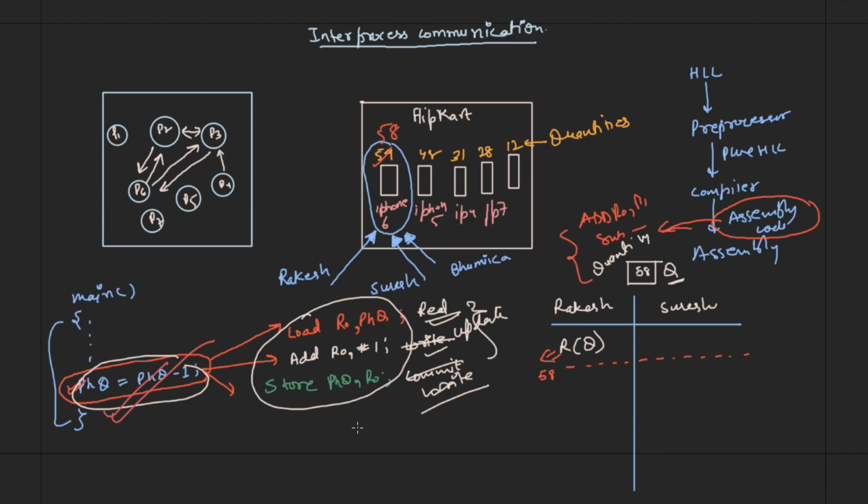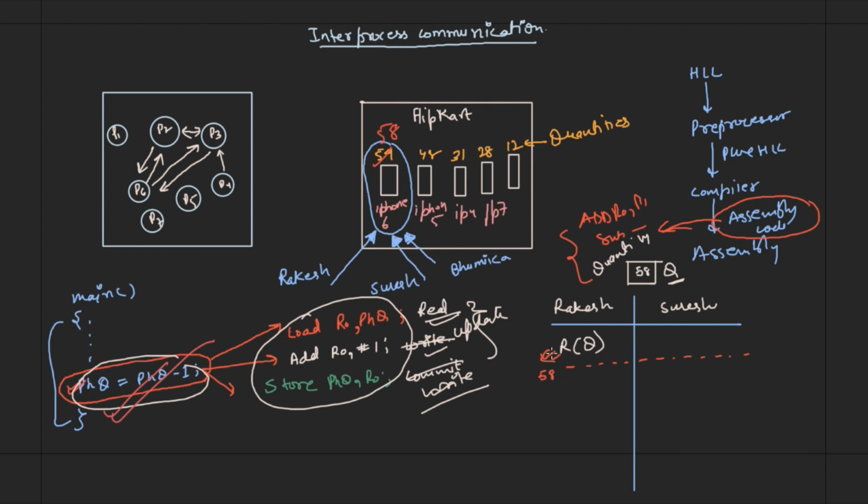Then assuming there is a preemption, if they are working parallelly, see, first of all, why do we actually want to work parallelly? It is because we want to increase the throughput of the system. We want to increase the number of statements which are being executed per unit time. So if Rakesh wants to buy this phone, then initially Rakesh has to read the value.